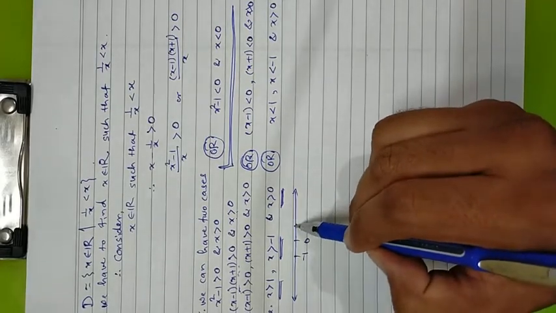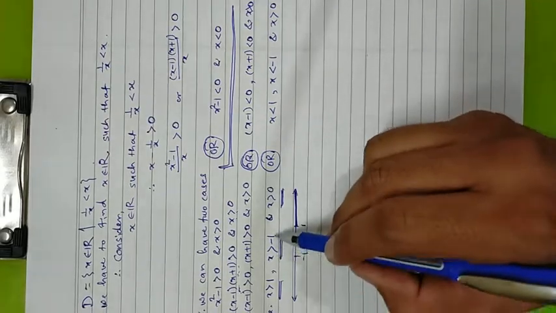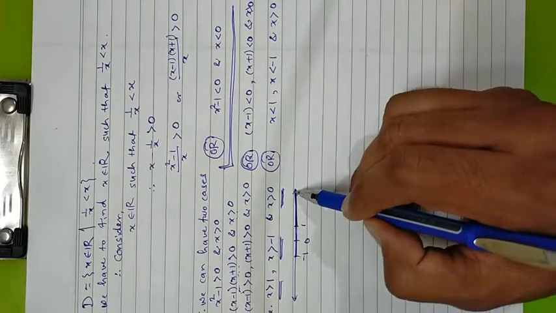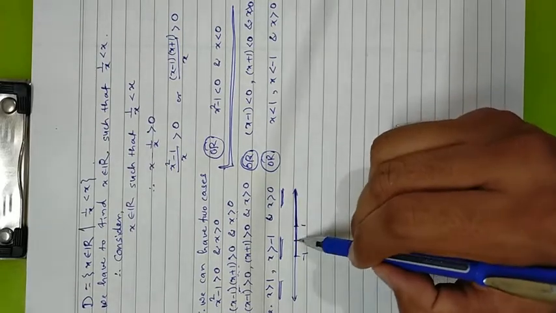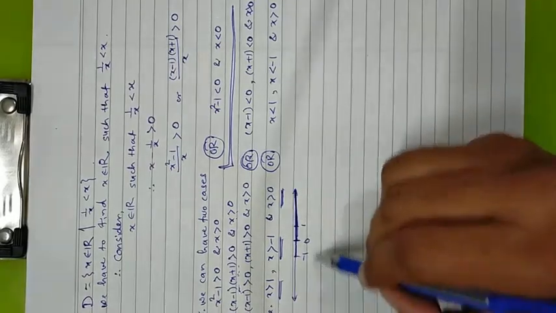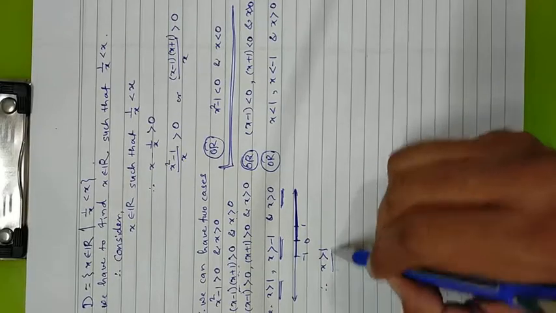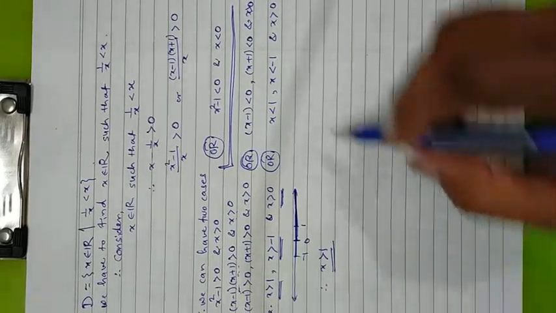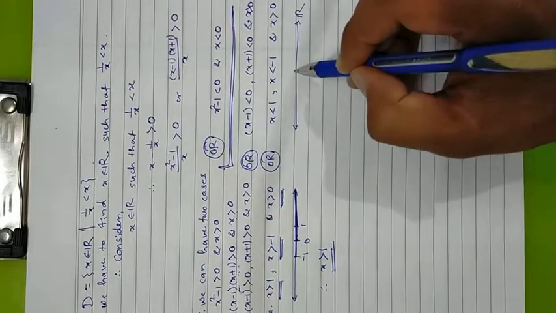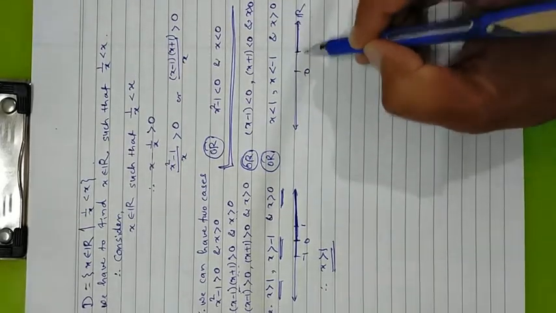x is greater than 1, that means x lies above 1. x is greater than minus 1 means x lies above minus 1 to infinity. x is greater than 0, that means x lies above 0 to infinity, right? So the common part is x is greater than 1, right? For this part, on the real line, x is greater than 1, that means x lies above this part 1.